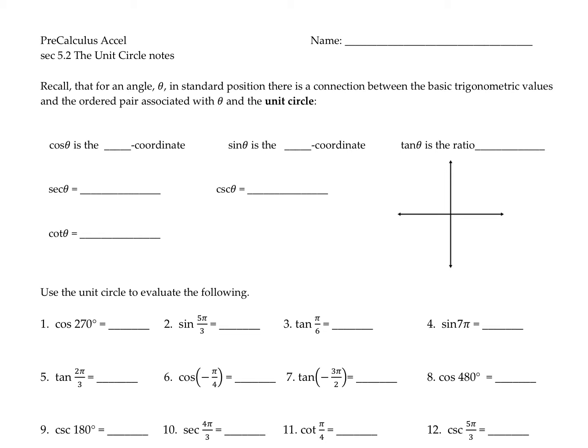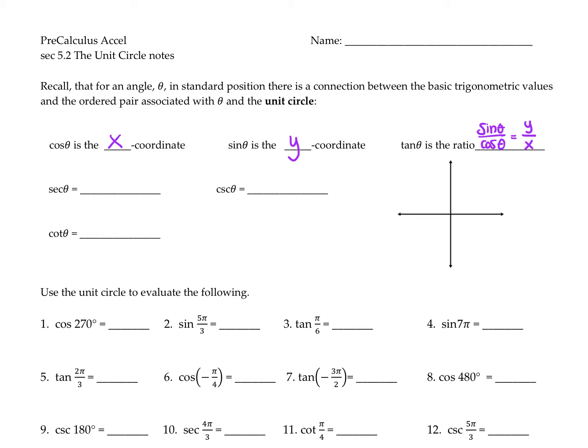In this video, we are going to learn about the unit circle. So the first thing we need to talk about is what the different trig functions are in relationship to the x and y axis. So cosine is the x coordinate, sine is the y coordinate, and then your tangent is this ratio of your sine over your cosine, which would be the ratio of y over x.